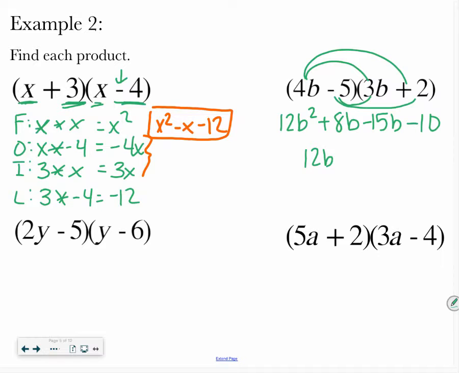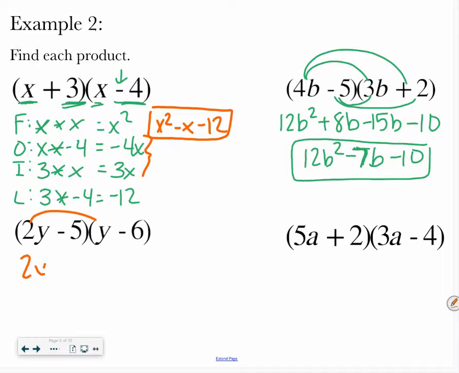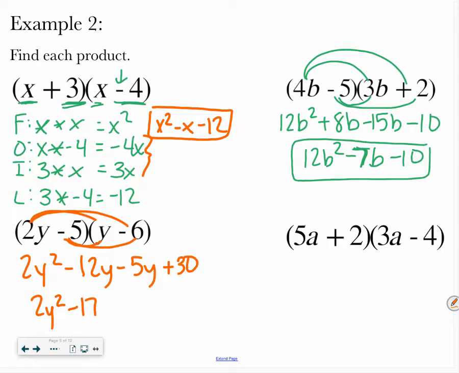If I combine like terms, I have 8b minus 15b. That's negative 7b minus 10. And I am done with that problem. Now I can move on over here. I have 2y times y, 2y squared. 2y times the negative 6 is minus 12y. Negative 5 times y is negative 5y. And negative 5 times 6 is plus 30. Okay, so we have 2y squared minus 17y plus 30.